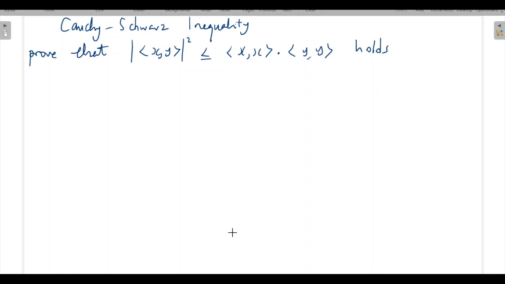Alright, so in this video, I will be breaking down the proof of this concept, that is the Cauchy-Schwarz inequality, in a very simple way for you to understand.